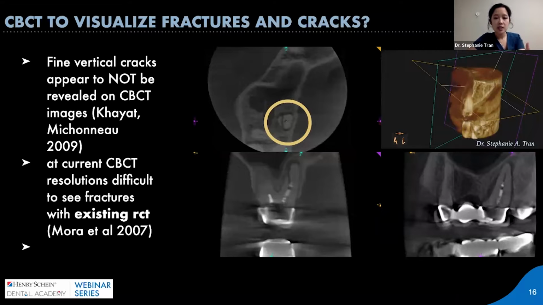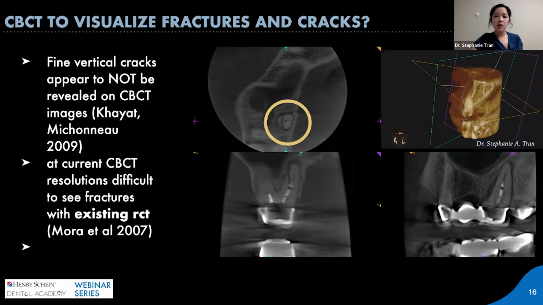Now, sometimes we can see it very clearly, such as in this example here, where this fracture is very, very obvious, but it's not always the case. And that's something to keep in mind when we're evaluating our CBCTs. Just because you have a CT scan of a tooth doesn't mean that's automatically going to show every single crack and fracture.